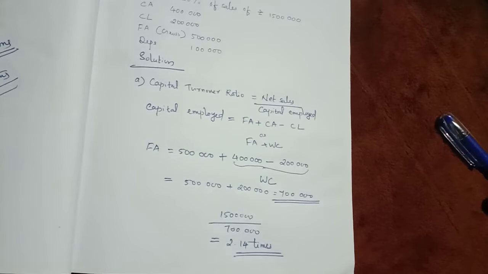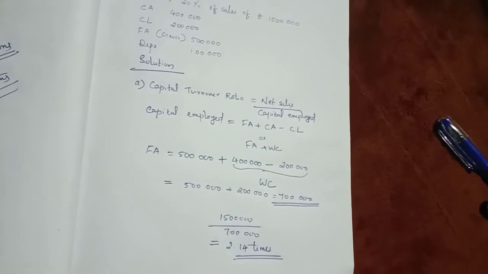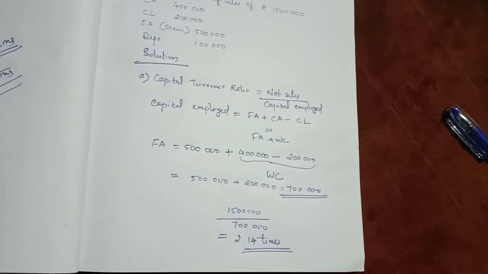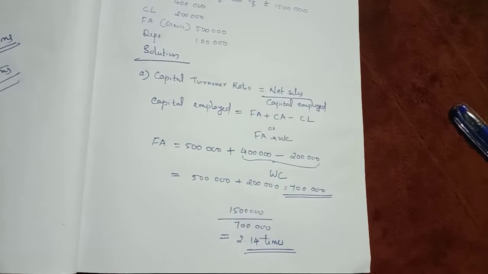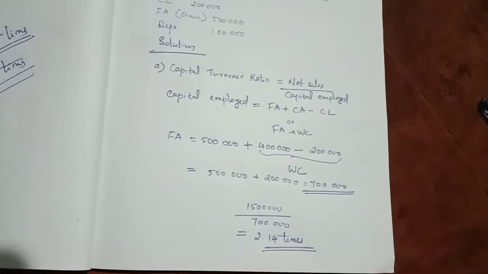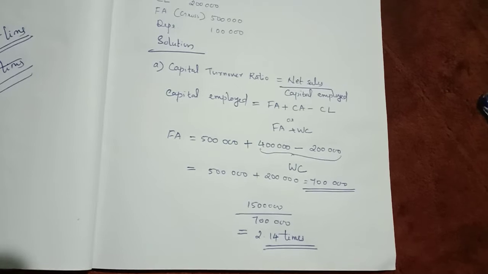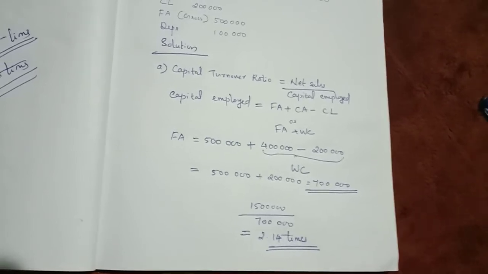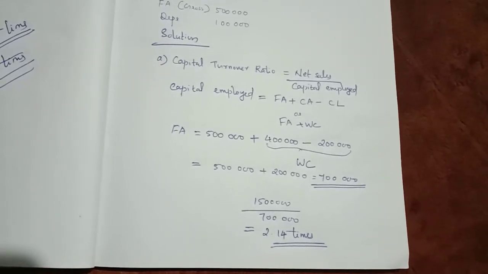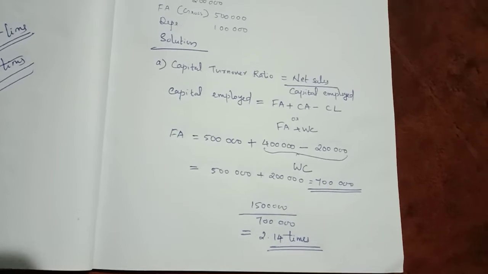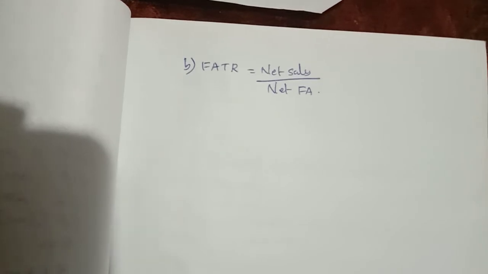So what is the meaning of this ratio? 2.14 times in a year the capital is turned over into sales. That is the interpretation. Or sales is 2.14 times more than that of the capital employed. Clear now? Straight away we can move to the second ratio, that is fixed assets turnover ratio.